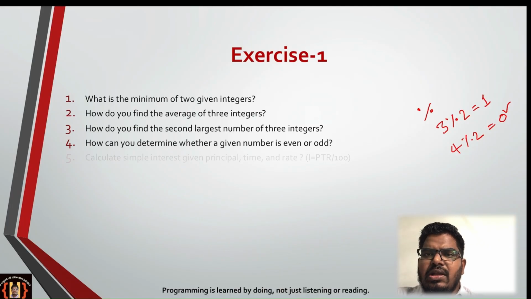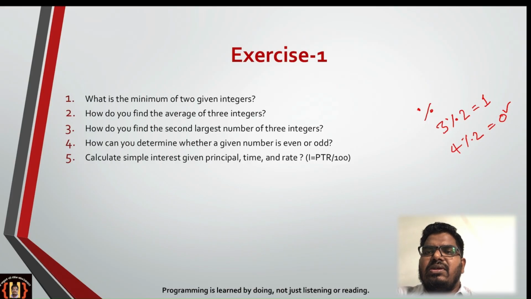The next question is, calculate simple interest given the principal amount, time and rate of interest. So here what are the inputs? P, T, R are the inputs. You cannot use PTR directly here. You need to use the operator called star operator. Star is basically multiplication here.